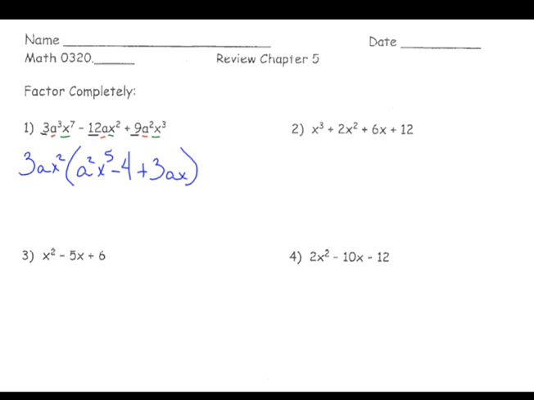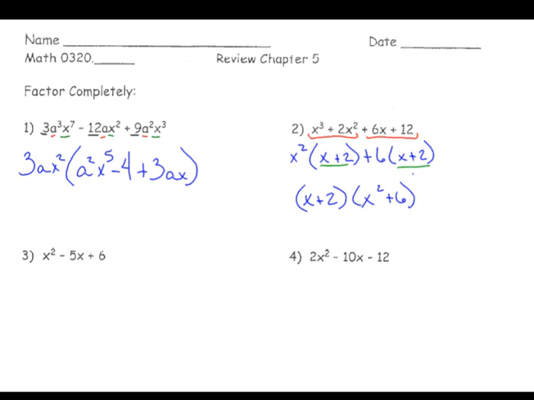Number 2, my factoring by grouping. Looking at my first 2, I can take x squared out, which leaves me with x plus 2. Looking at my second 2, I can take a positive 6 out, so plus 6, which leaves me with x plus 2. I now can take my x plus 2 out of each of these, which leaves x plus 2 here, x squared plus 6. That's our final answer.